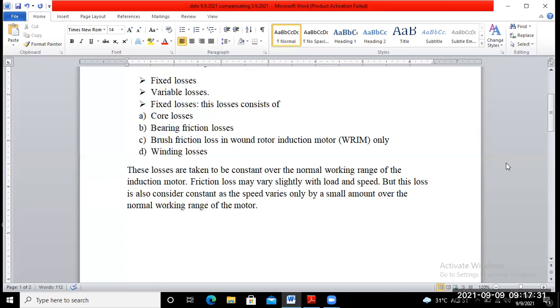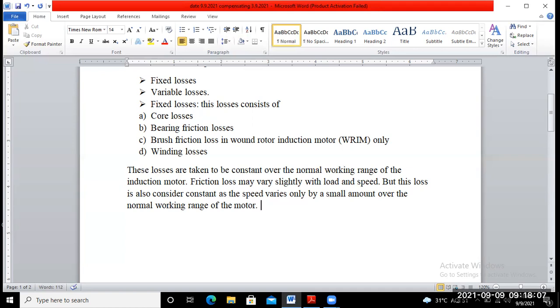Okay. So these losses, that means core losses, bearing friction losses, brush friction losses, and winding losses can be taken as constant over the normal working range of the induction motor. But slightly, friction losses may change with the load and speed. We already know that the speed varies by a very small amount over the normal working range, so we can consider friction loss as constant.